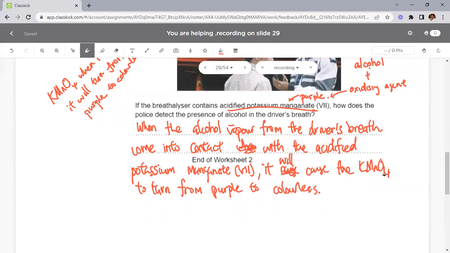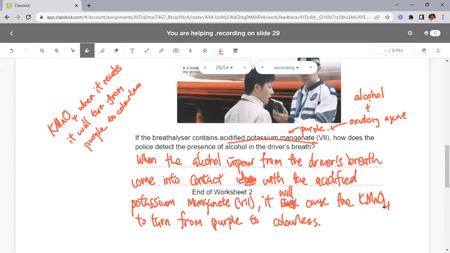So when he breathes out alcohol and it comes in contact with the KMnO4, it will cause the KMnO4 to turn from purple to colorless. That's why the breath analyzer works. You can see there's an observable change for you to know whether alcohol is present. I'm not sure if it really contains acidified potassium manganate 7. Most probably it's another substance, but the general idea of how it works is quite similar to this.